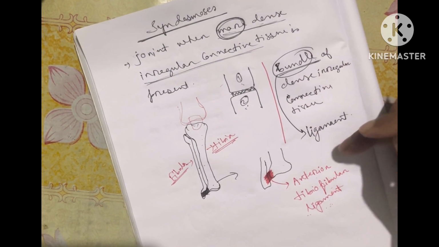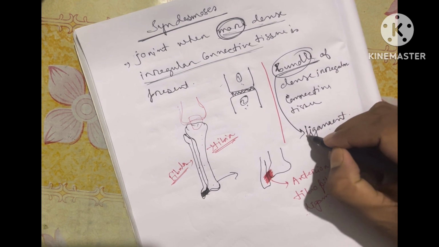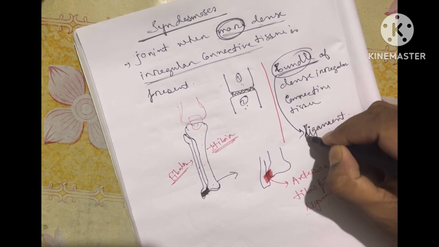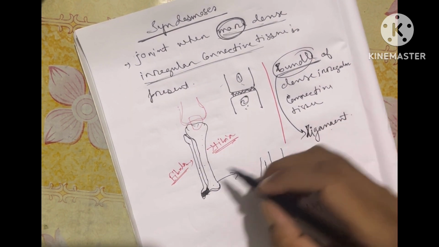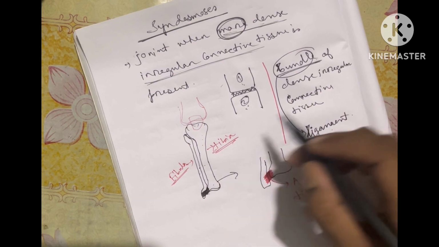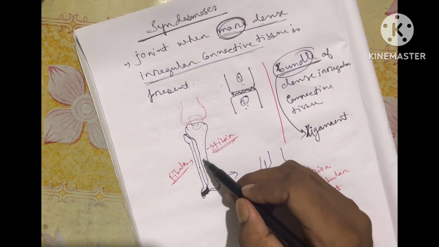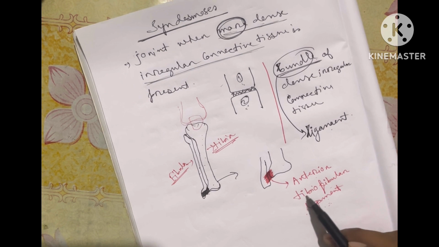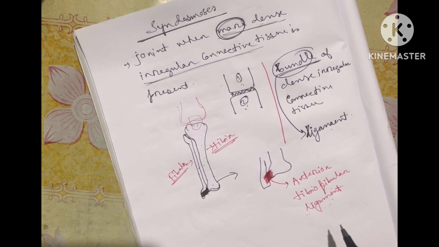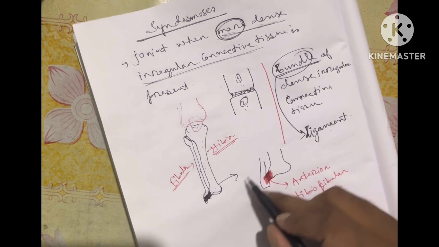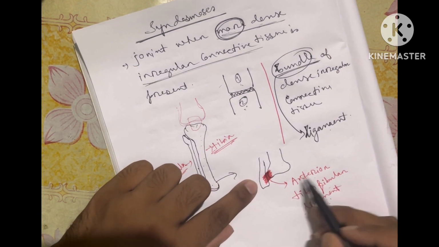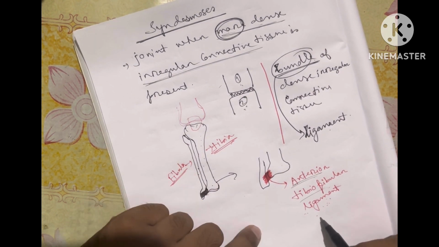So the bundle is called a ligament. This ligament is a connector which connects both bones, in this case the tibia and fibula, and it is a tibio-fibular ligament. It is present at the anterior side, that's why it is called the anterior tibio-fibular ligament.